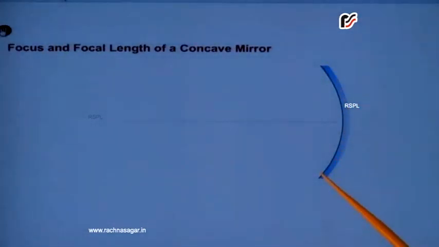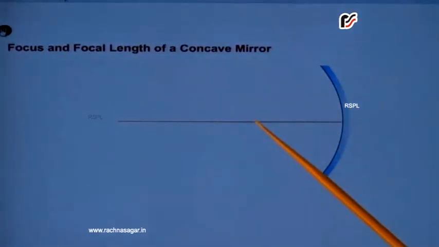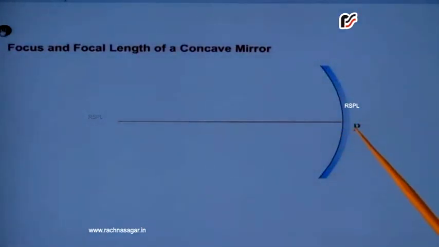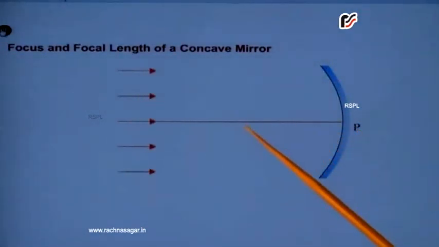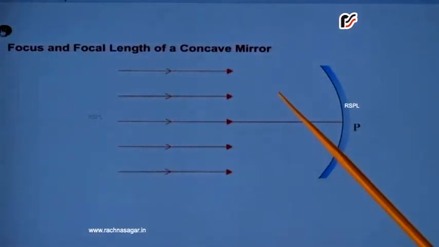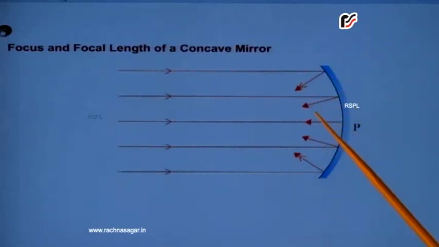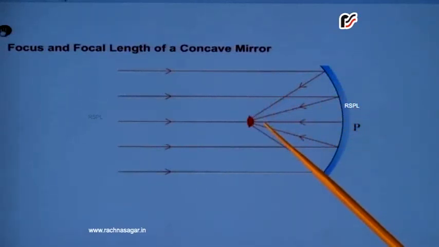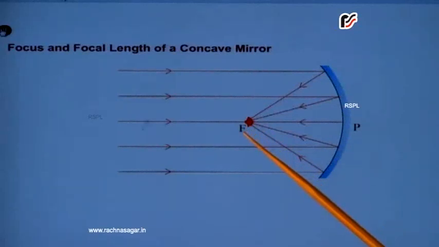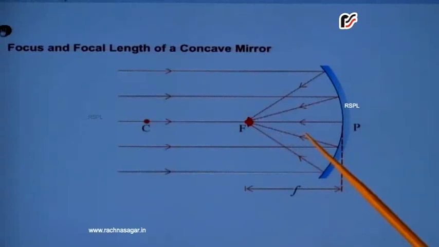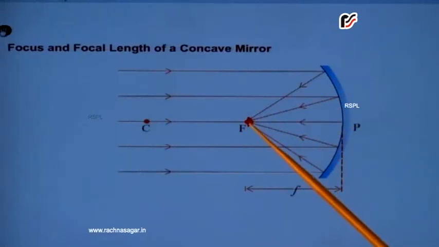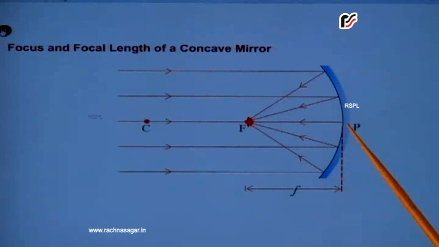There is a concave mirror. This is the principal axis of the concave mirror. P is the pole. A parallel beam of light coming towards the reflecting surface of concave mirror reflects and actually meets at a point, this point F. This is known as the focus of concave mirror. The distance between focus and pole of the concave mirror is known as focal length of the concave mirror.